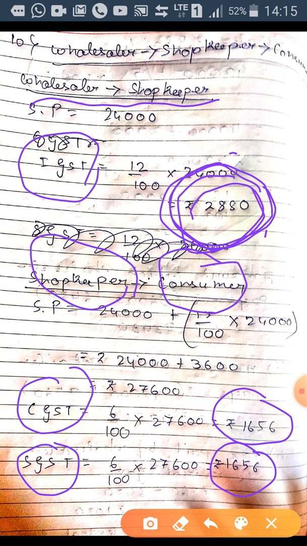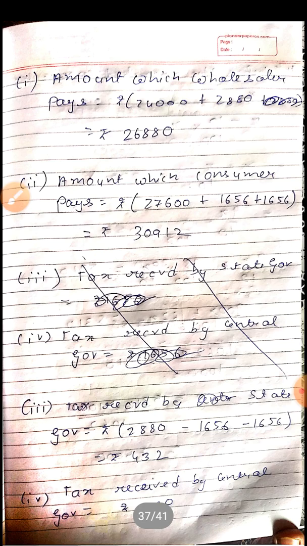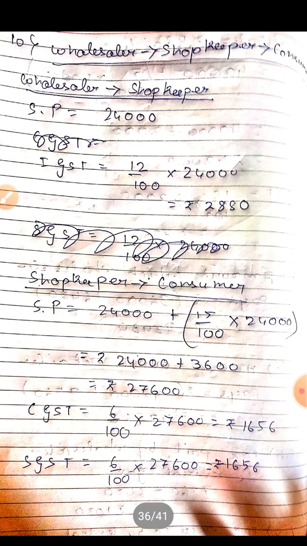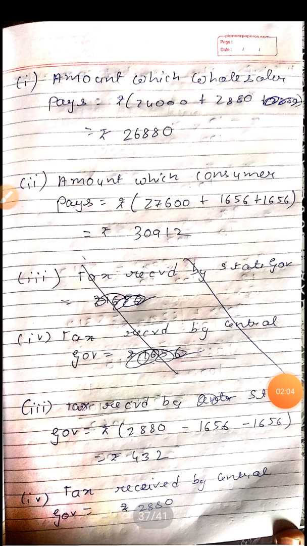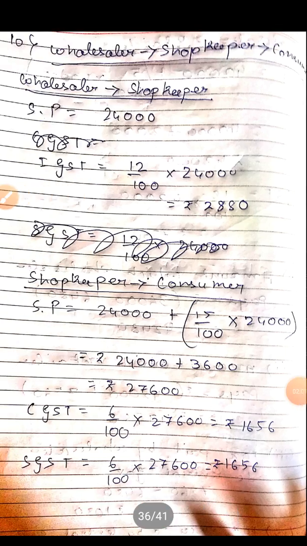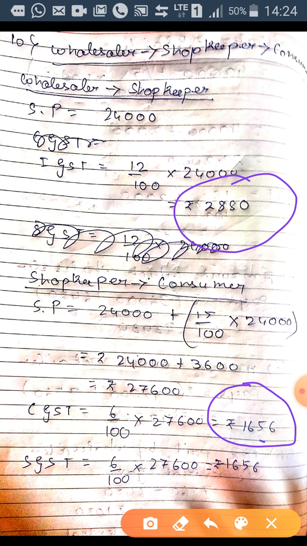Wait, dude, 1 minute. Okay, dude, listen to this concept properly now. So once again, I'm repeating. The shopkeeper pays IGST of 2880, and the consumer pays 1656 as CGST and 1656 as SGST.